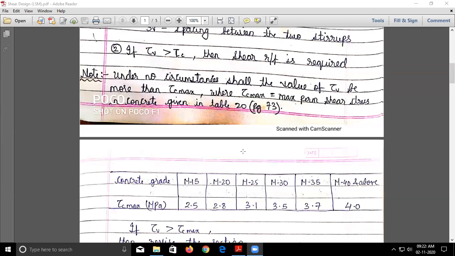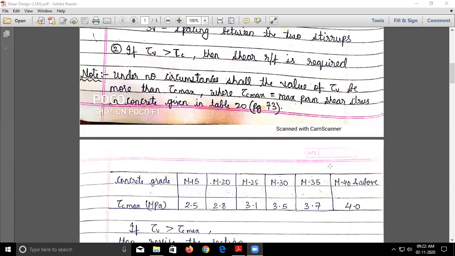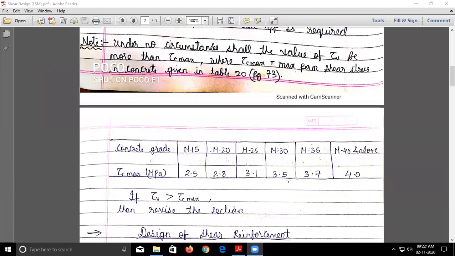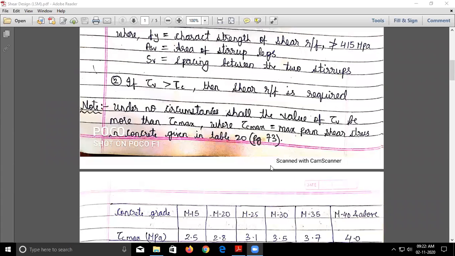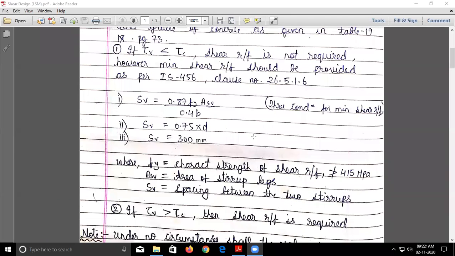So now can anyone tell me what if tau v is greater than tau c max? I had told you. Redesign, absolutely correct. So if tau v is greater than tau c max, you have to redesign, then revise the section. I hope this much is clear, everyone. So basically, we have seen three terms: nominal shear stress, design shear strength, and these criteria, and tau c max. So three terms we have seen so far: one is tau v, then tau c, and tau c max.